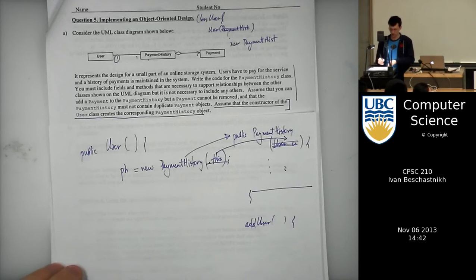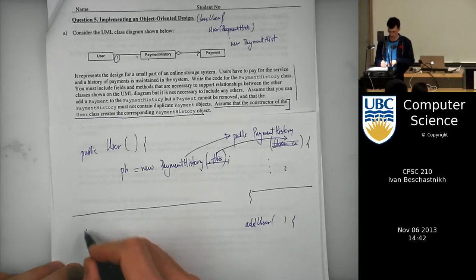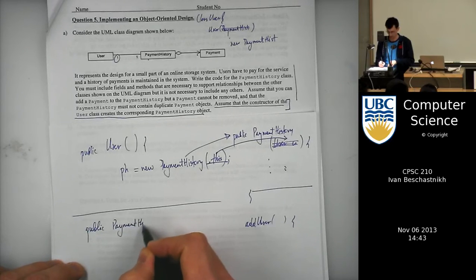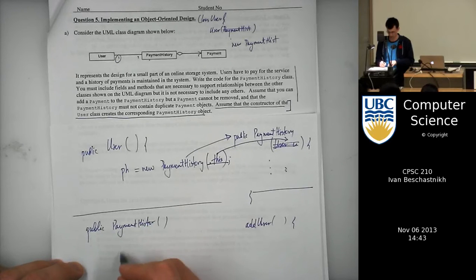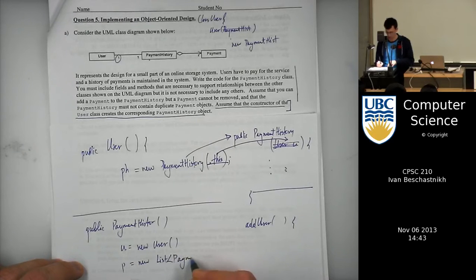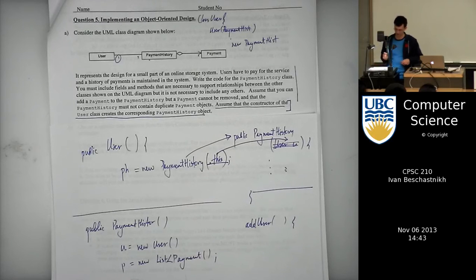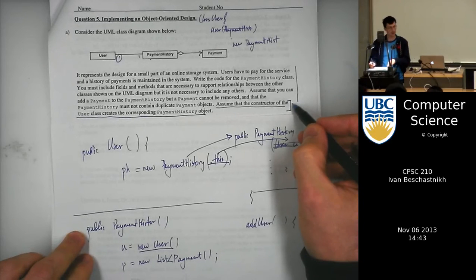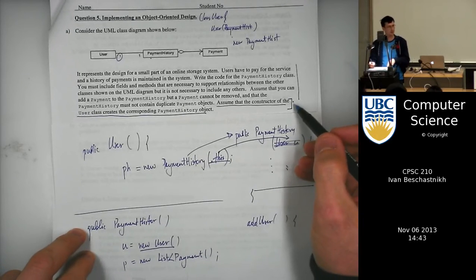That's right. Yeah, you could have payment history that looks like so. You'll have payment history, and then inside of the constructor, it'll just say user equals new user, right? And then payments equals new list payments or something. So you could do this. The funny thing about this, though, is that when I'm creating a new user, based on this last sentence, I actually have to create a new payment history, right?